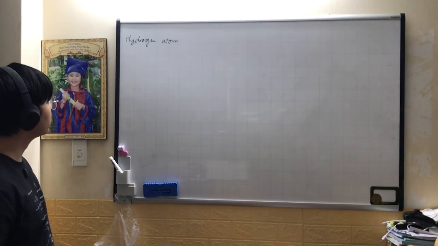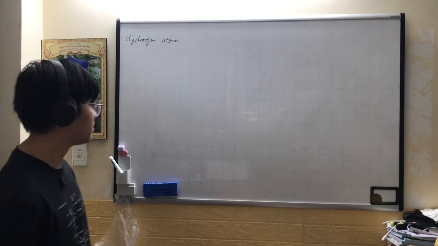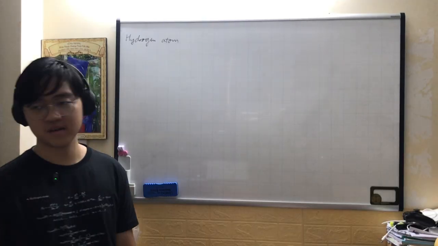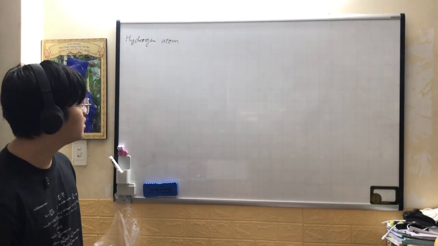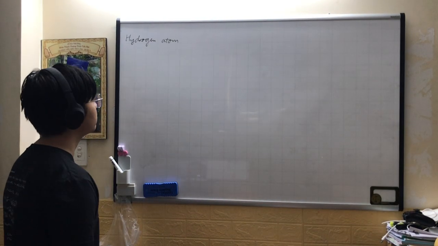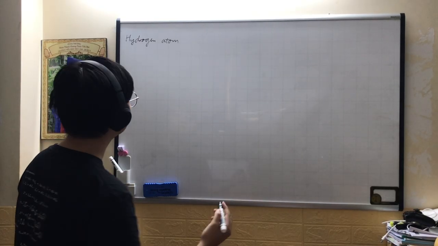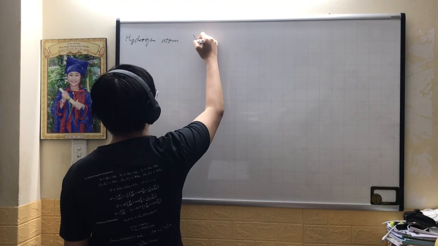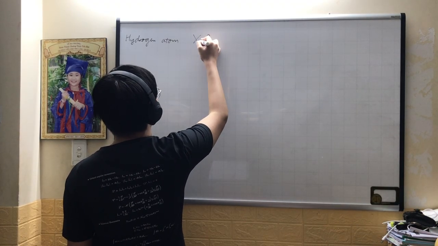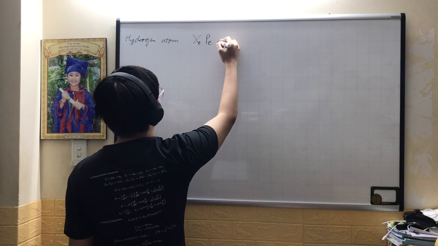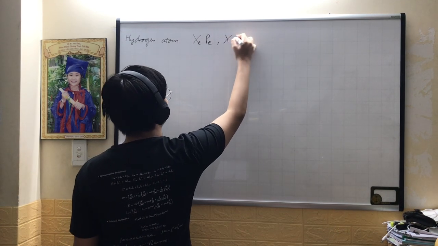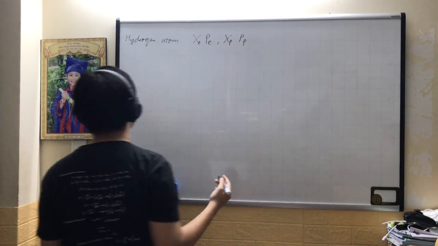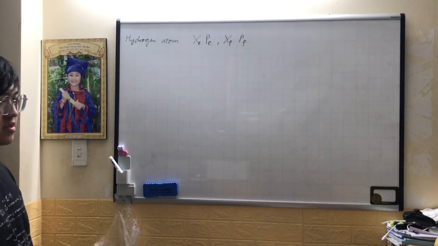Today we're gonna talk about the hydrogen atom, one of the classic two-body problems in quantum mechanics. So first we're gonna introduce some variables. The first one is the x and p of the electron. Next is the x and p of the proton. Okay, and these are in a central potential.